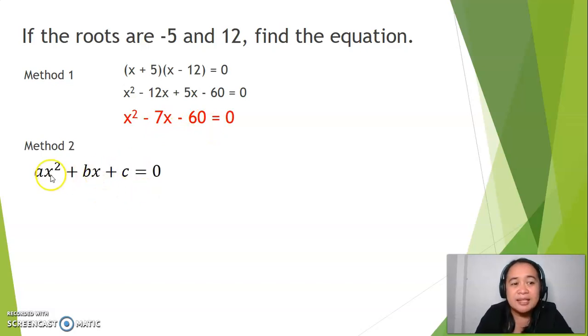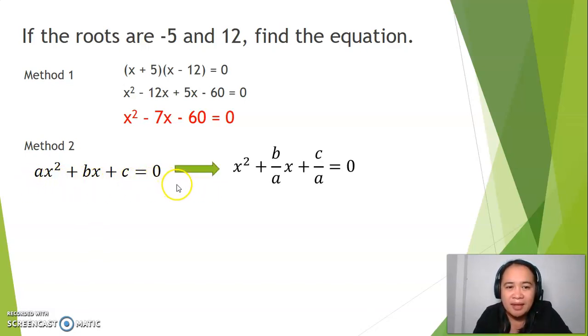Take note, the standard equation of quadratic formula is ax squared plus bx plus c equals 0. Now, dividing this entire equation by a, we will end up with this. This is x squared plus b over a x plus c over a equals 0. Take note, this b over a is simply the negation of the sum of the roots, while c over a is basically the product of the roots.